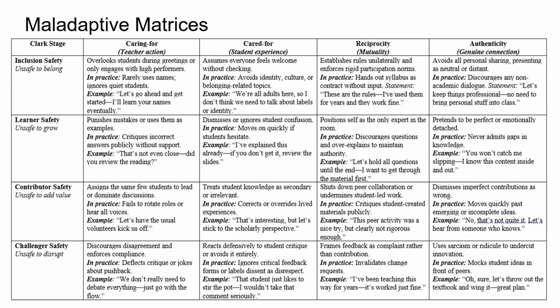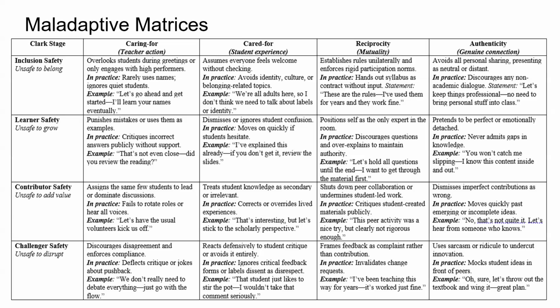So if we look again at learner safety, that's making people feel unsafe to grow because this is the maladaptive. If we look at the same cell that we looked at before in the adaptive, this one is the behavior that you would not want to have. So learner safety by cared for. So you dismiss or you ignore the student's confusion. And in practice, what that looks like is you move on quickly if students hesitate. And what you might say is, I've explained this already. If you don't get it, review the slides.